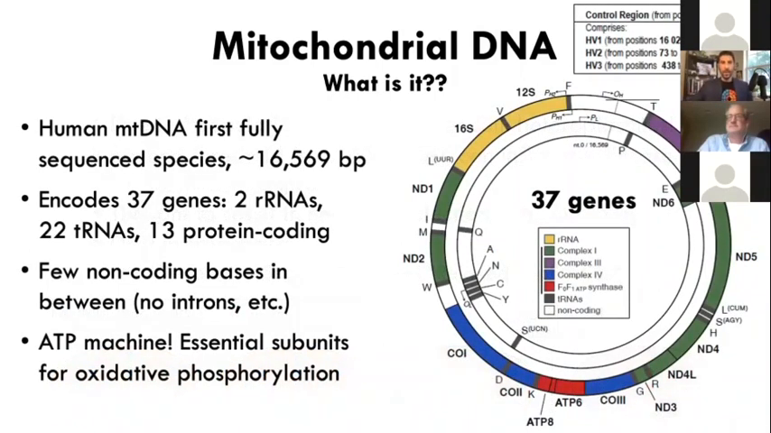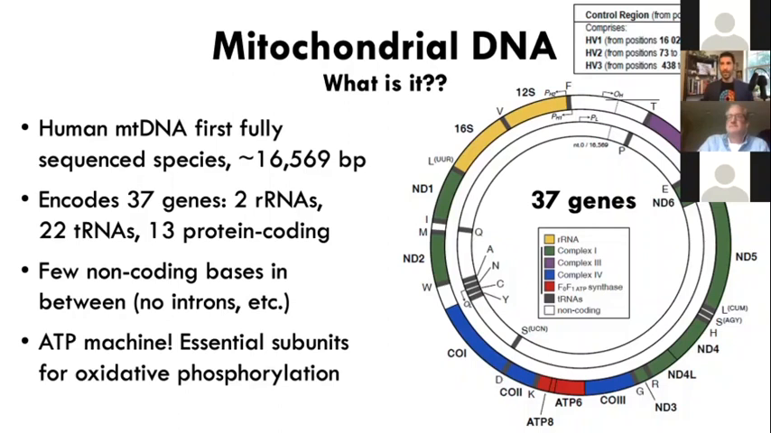So the human mitochondrial DNA was the first fully sequenced version of it at 16,569 base pairs, at least for the reference. It encodes 37 genes. 2 of those are what are called ribosomal RNAs. The ribosomes are part of the eukaryotic cell and they're involved in making proteins. 22 of the genes are transfer RNAs or tRNAs, and then 13 of them actually code for proteins. They're protein coding. And as you can see on the right there, they're very tightly packed.